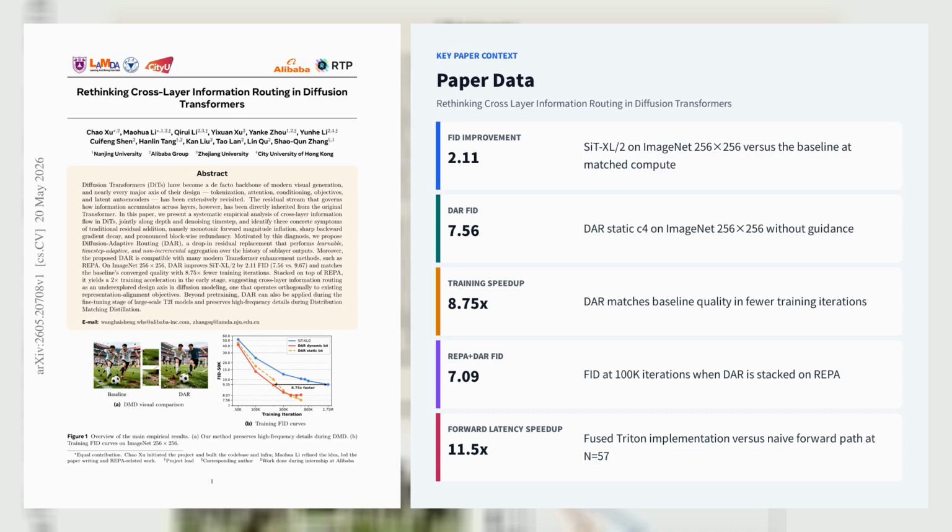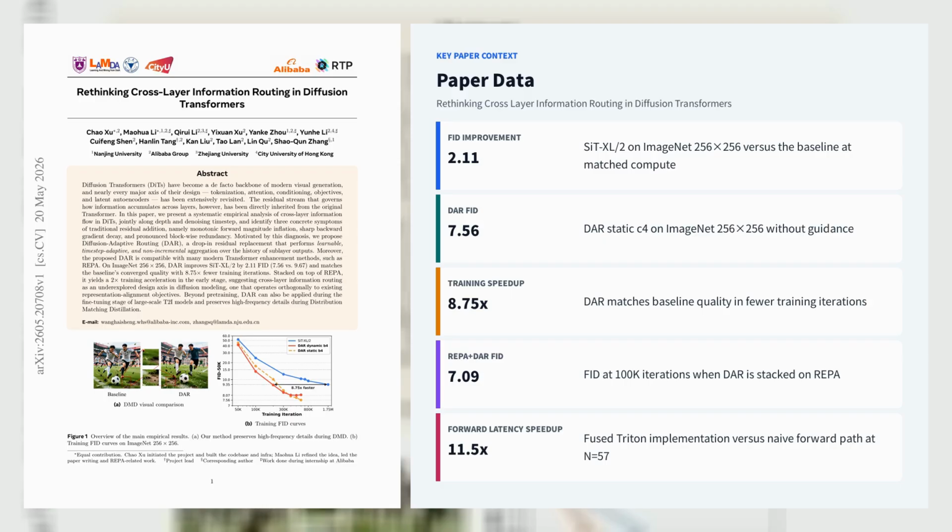Let's explore the third paper, Rethinking Cross-Layer Information Routing in Diffusion Transformers. This paper from Alibaba Group, Nanjing University, Zhejiang University, and City University of Hong Kong argues that diffusion transformers inherit a suboptimal residual pathway from standard transformers, then diagnoses 3 depth-wise failure modes: monotonic hidden state magnitude inflation, sharp backward gradient decay, and blockwise redundancy.